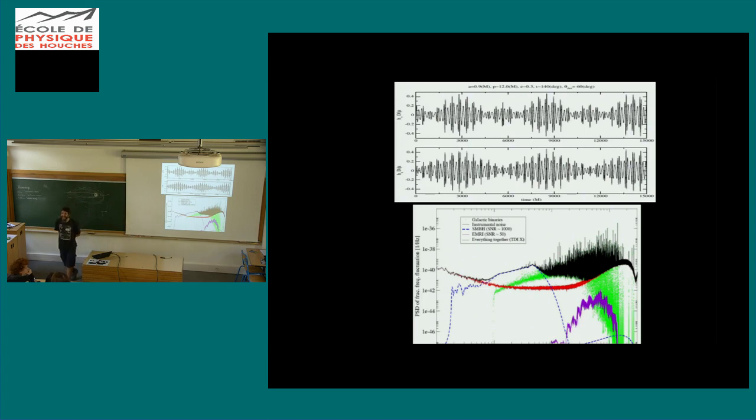On the other hand, if you are so sensitive to so many parameters, in particular the sky localization and so on, and the signals are so long, how big must your template bank be?